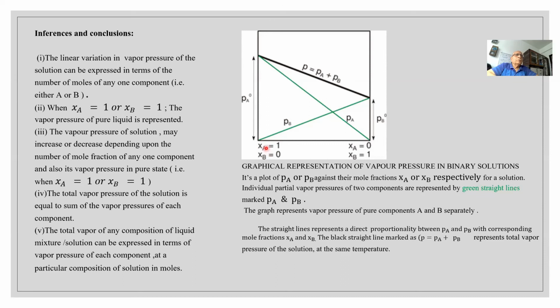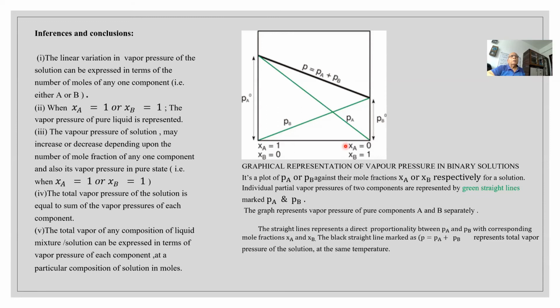Look here, it's a simple graph having x-axis, y-axis, but there are two variables. It is a graph between vapor pressure and the mole fraction. Mole fraction of both the components, mole fraction of A and mole fraction of B. These mole fractions are considered as variables for the solution.